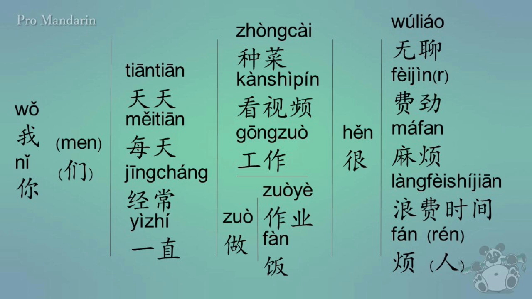So the first one is, it's annoying that we watch videos every day. The second one is, it's a waste of time that you guys garden every day. And then the last one is, it's boring that I do homework every day. And keep in mind, you can use 天天 or 每天 for any one of these.